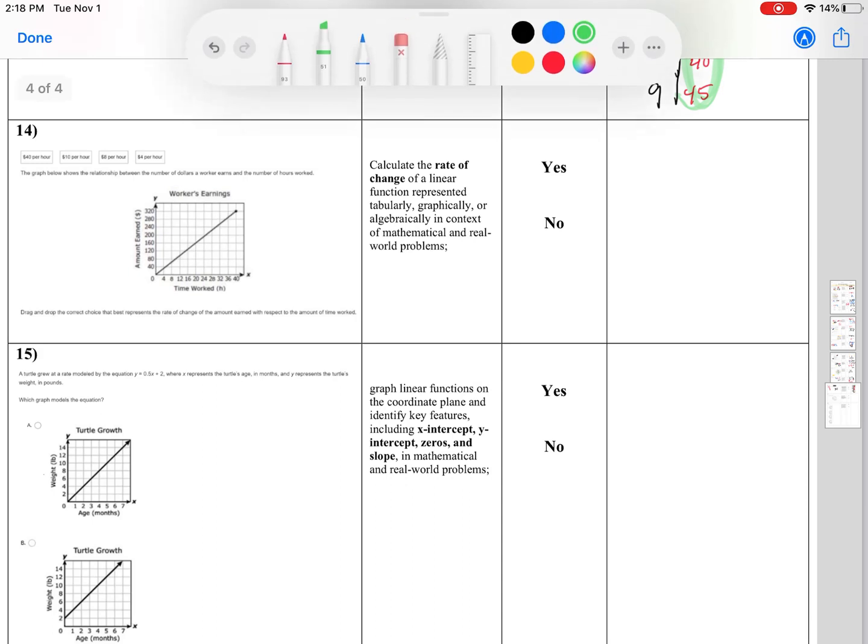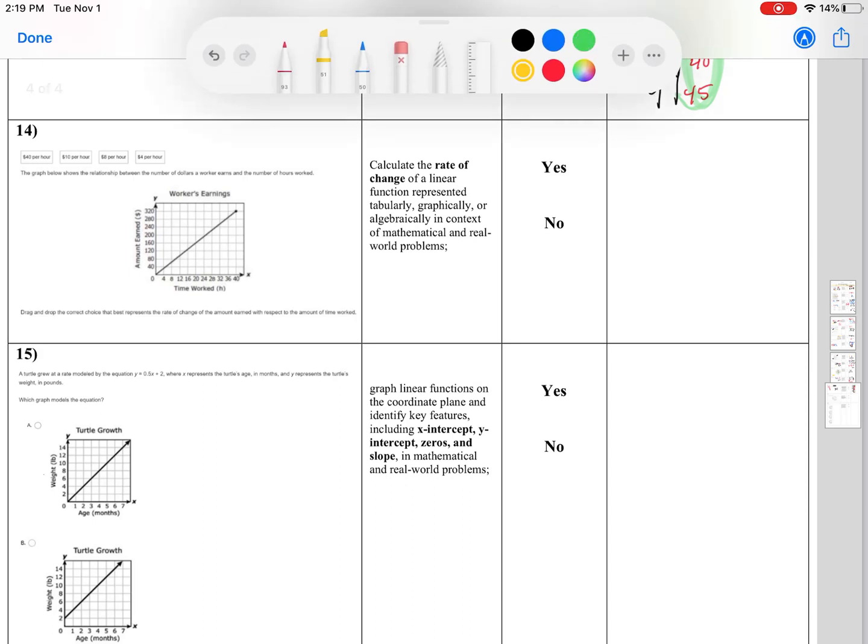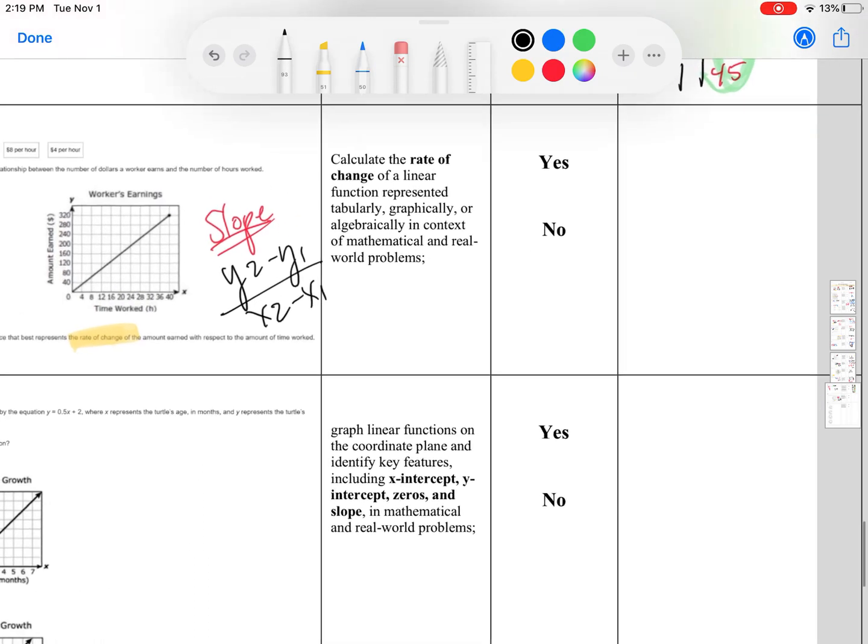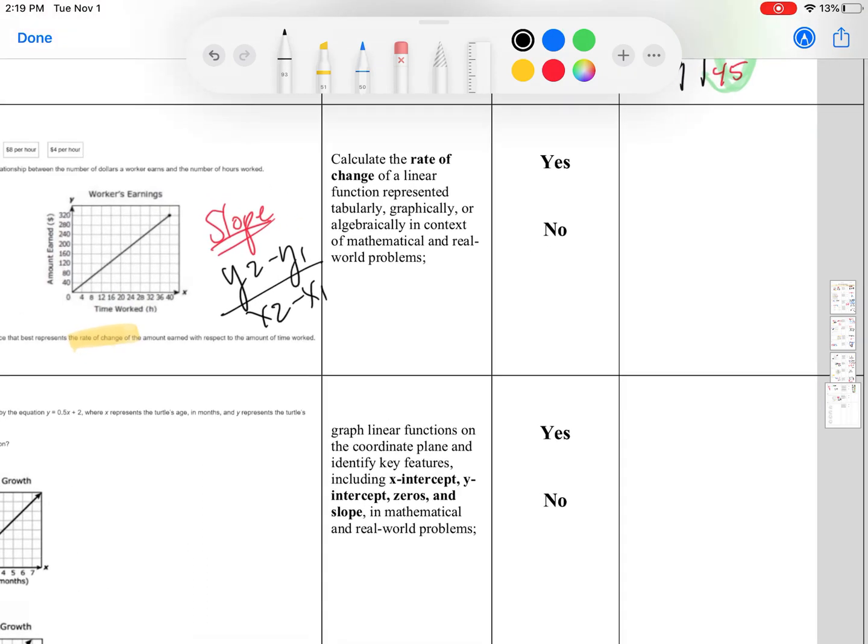All right, 14, we have another rate of change. Once again, there's so many of these. What is rate of change? Well, rate of change is slope. Slope is y2 minus y1 over x2 minus x1. I need 2 ordered pairs. There's one at the origin, that's 0, 0. And then there's one perfect point sitting up here. When x is 40, the y value is 320.